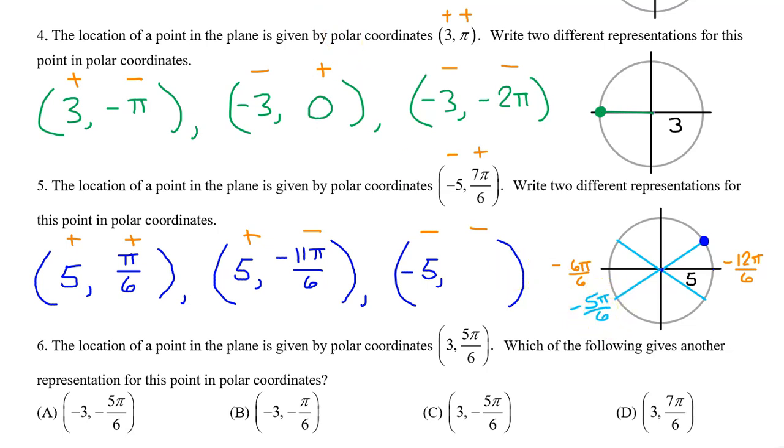And that's kind of it. Another name for this point is going to be negative 5 comma negative 5 pi over 6. Because if we rotate to the angle of negative 5 pi over 6, the fact that the r value is negative will move us in the opposite direction and we will land right on the target.